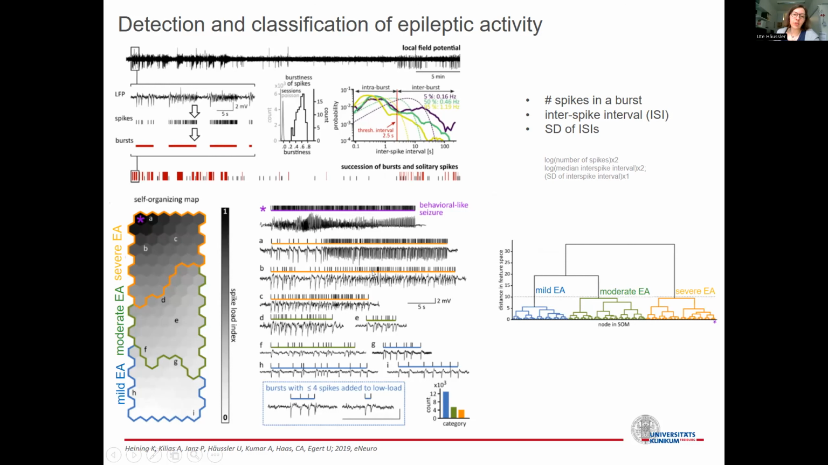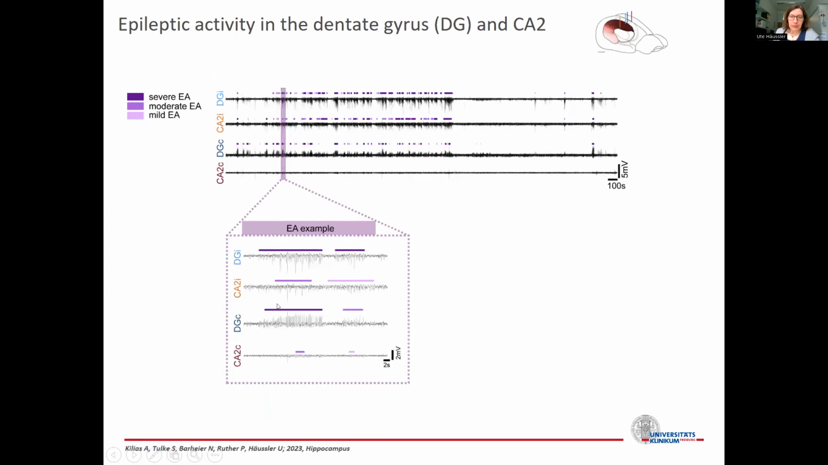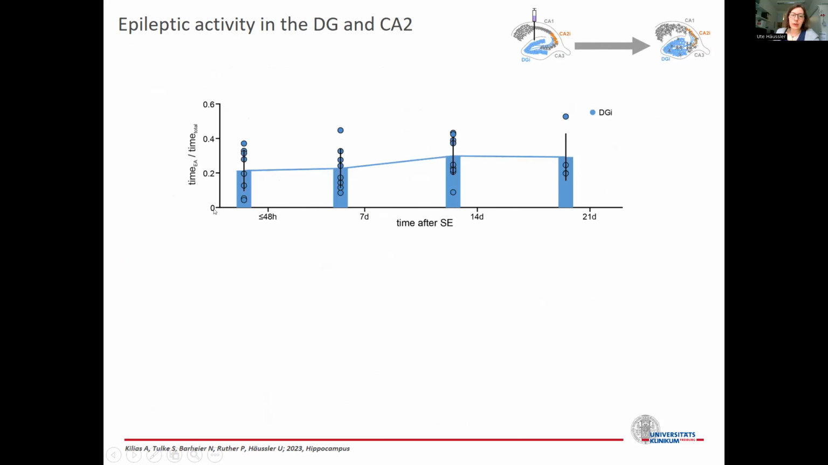So each of the events now falls into one of those nodes, and then you can see whether it's classified as mild, moderate, or severe. We did this detection separately for all channels, so ipsilateral and contralateral dentate and CA2, and detected this epileptic activity and classified it. And if you now look at that along the timeline from 48 or fewer hours after kainate injection to 21 days, we see a small increase of the time spent in any kind of epileptic activity, just detected, not yet classified, relative to the total recording time.